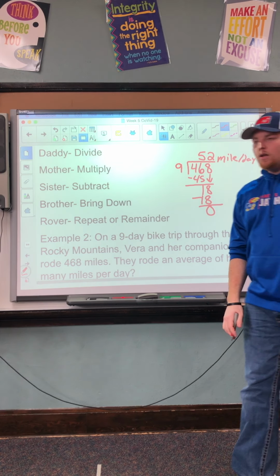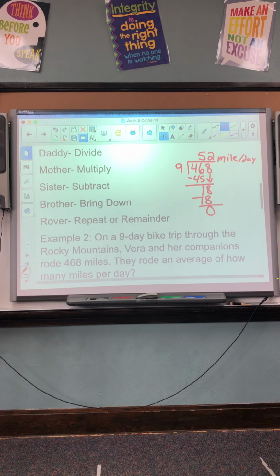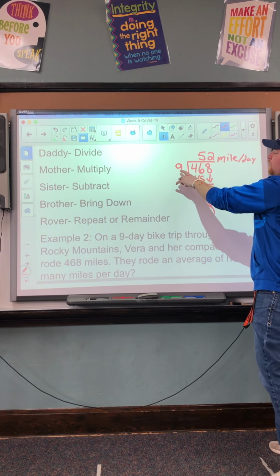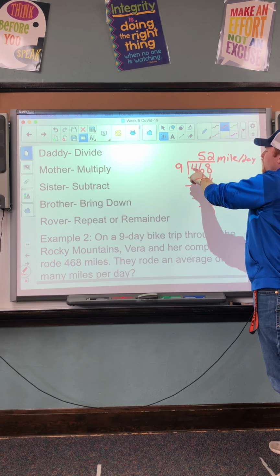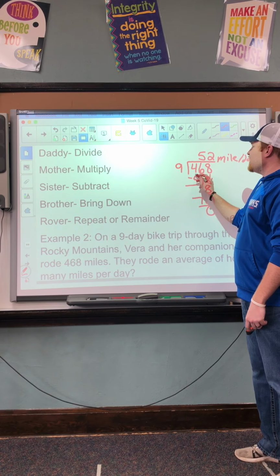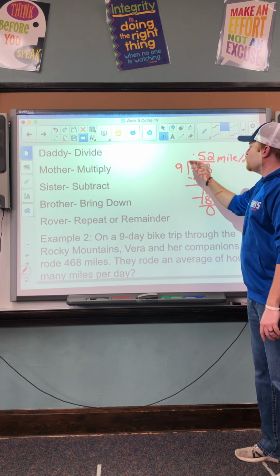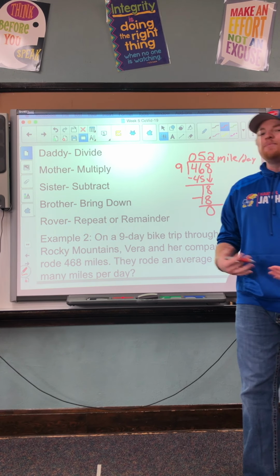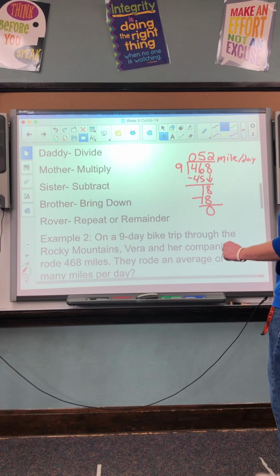Okay, I remembered something. The reason why we put the 5 over the tens place, or over the 6, is because 9 can't go into 4, so we could put a 0 there if we wanted to, but you don't have to. You can just leave it blank if you'd like.